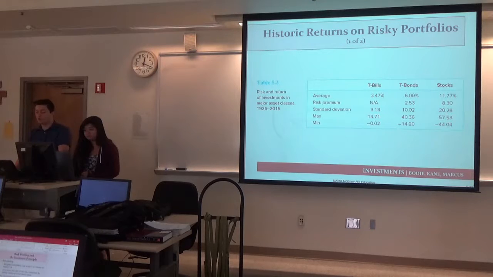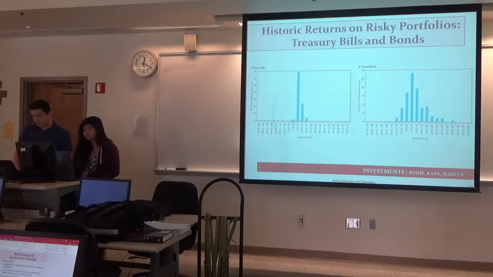So, historical returns on risky portfolios. This is from our book, just to give us an example: T-bills, T-bonds, and stocks. So this is a question to the class. Do you guys think this is a normal distribution of the T-bills and the T-bonds? No? Why? Because they're like super skewed. I like it. Good answer.